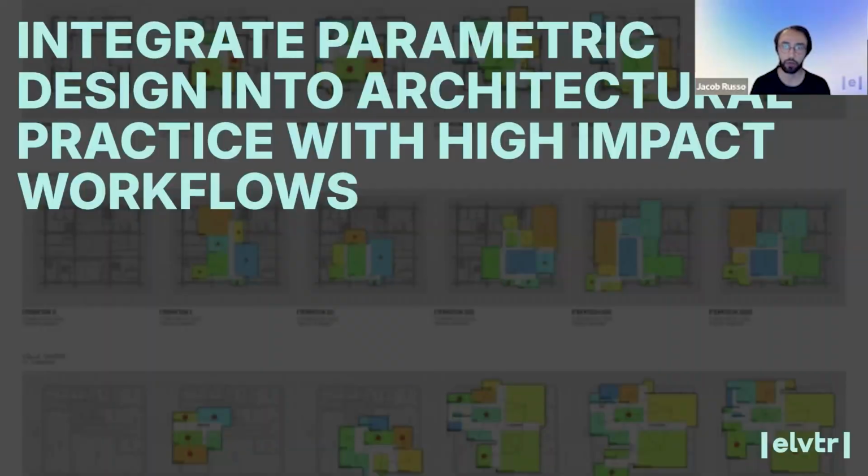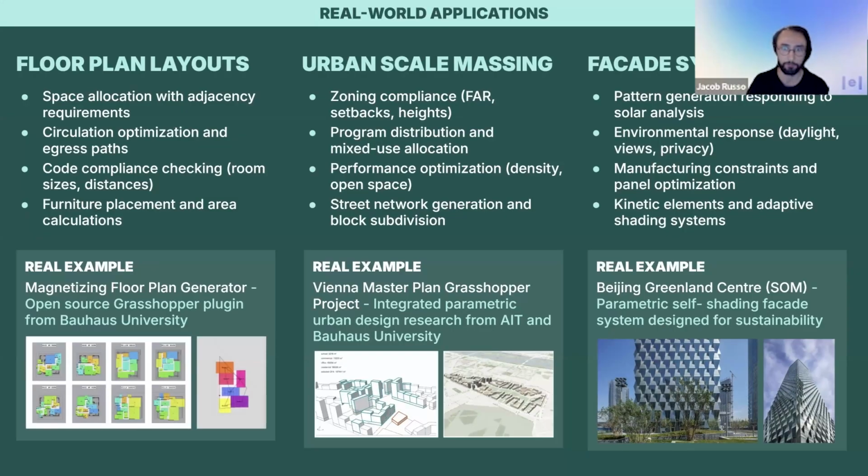Just before we jump into the demo, a couple examples of how this actually integrates into real architectural practice. Like what problems should you tackle? Like what are some examples out there? So there's a few, but floor plan layouts is one interesting and good starting point. So space allocation with adjacency requirements and being able to encode rules about which programs need to be near each other, optimizing for circulation and egress paths. These are things that definitely lend themselves to parametric and also AI assisted parametric design.